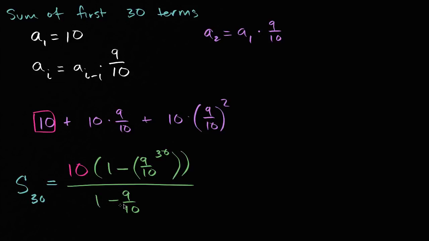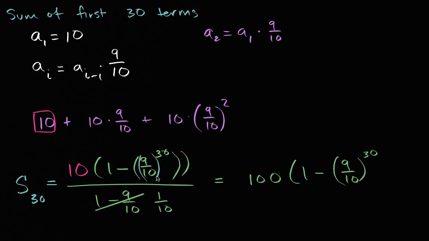And let's see, 1 minus 9/10 is 1/10 right over here. You divide by 1/10, that's the same thing as multiplying by 100. So this is going to be 100 times 1 minus 9/10 to the 30th power. And actually, I can put parentheses there, just to make sure we see that we're taking both the 9 and the 10, the whole 9/10, to the 30th power, not just the 9. So there you go. We're done.